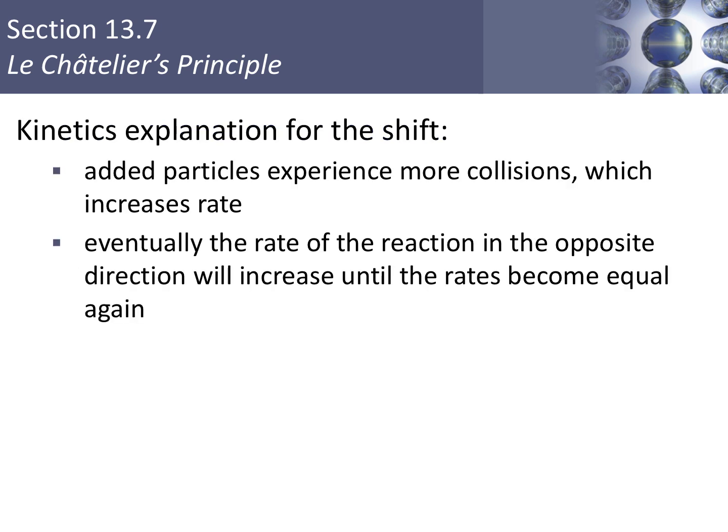In addition to explaining a shift in terms of Q and K, we can also explain a shift in terms of kinetics. If we add a reactant or a product to our equilibrium system, we're going to get more collisions. And then more collisions means a faster rate. So eventually, the rate of the reaction that's in the opposite direction will increase to meet this new higher rate, and then the rates become equal again, and then we're at equilibrium.